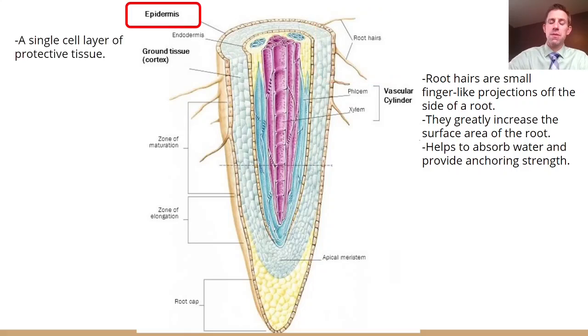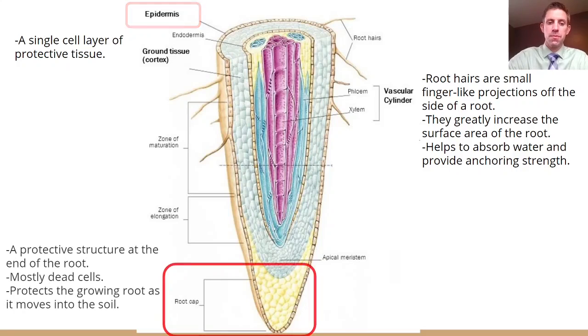The epidermis is that single cell lining of cells that's on the outside of, well, every plant organ, and you can see it well here on this root. The root cap is a structure found right at the tip of the root. It's a protective structure. It protects the root as it grows.